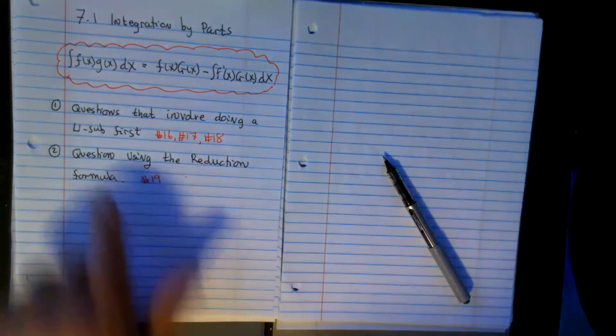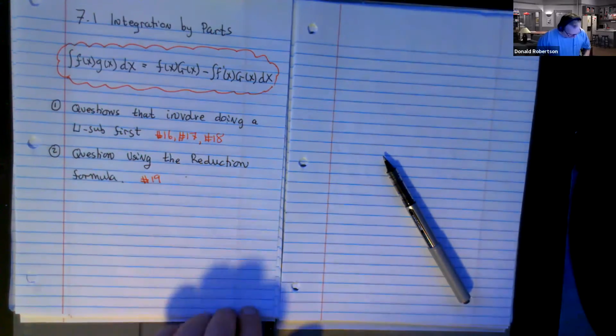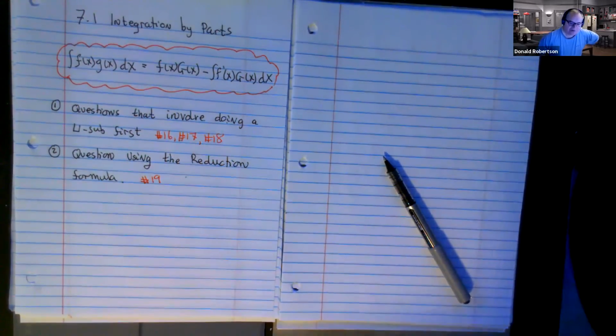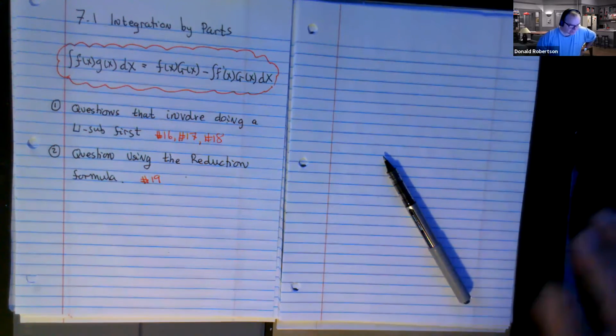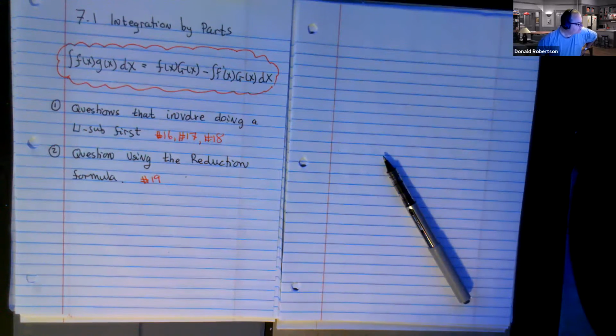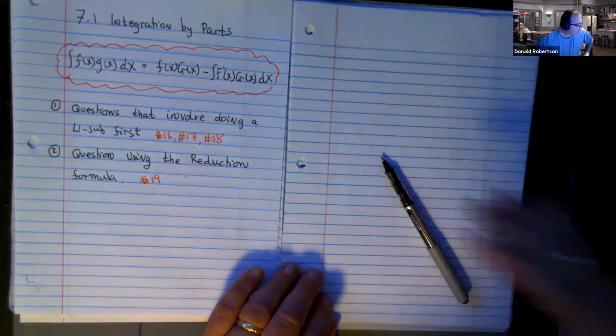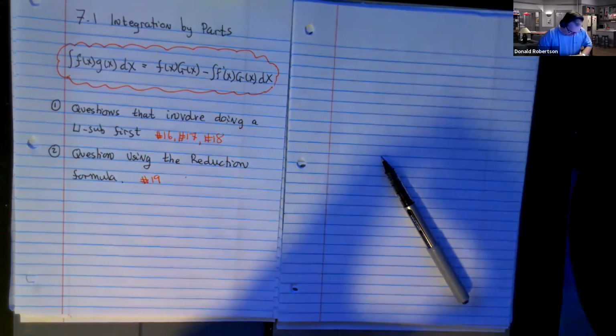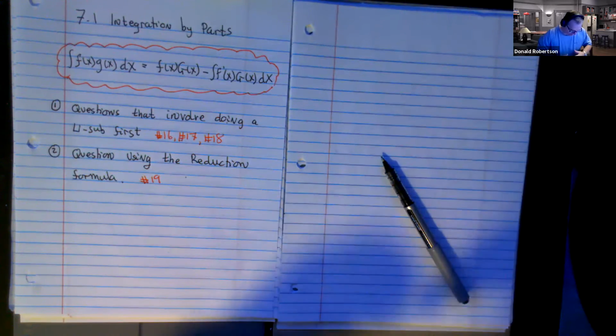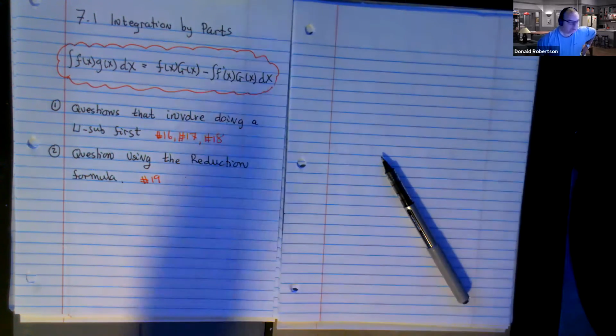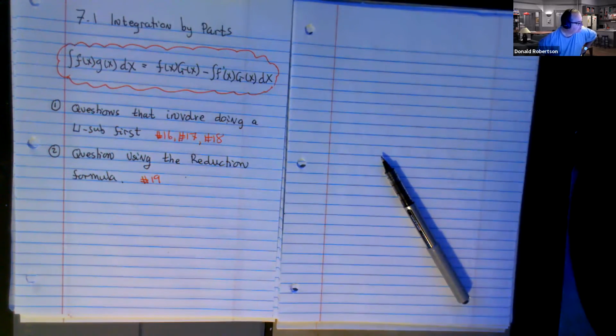And then the next thing we're going to do is a thing called the reduction formula. And that is a very special formula where it allows you to find the integral of a whole family of integrals. So you've got one integral formula, but that one allows you to do sine squared, sine cubed, and all of the other guys.